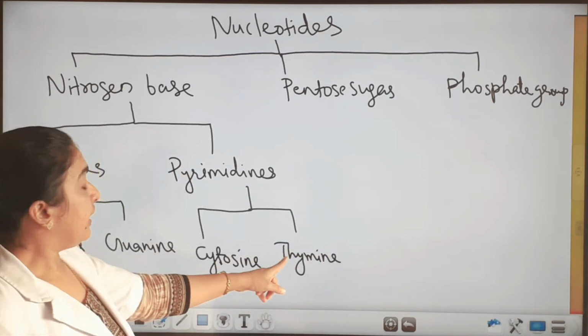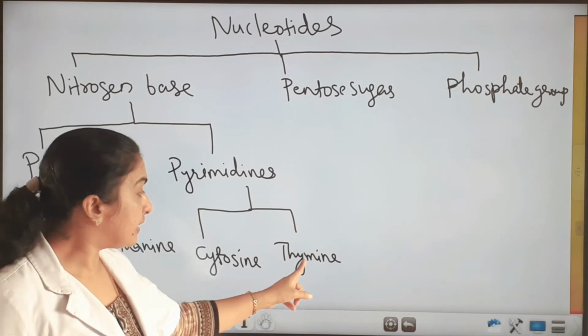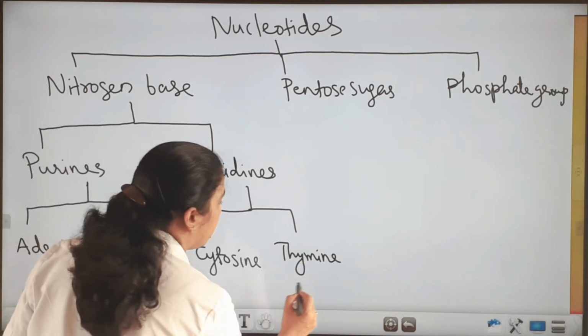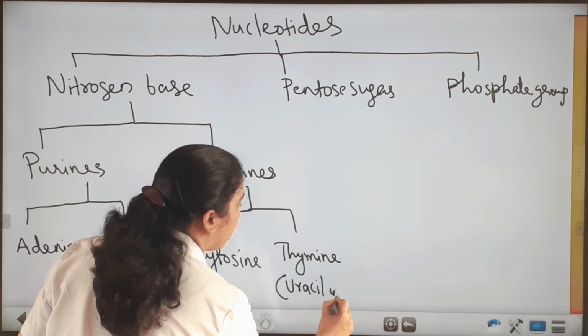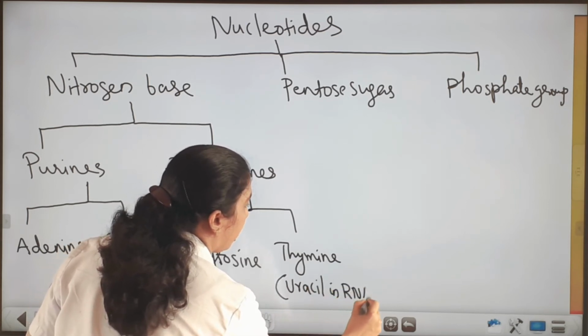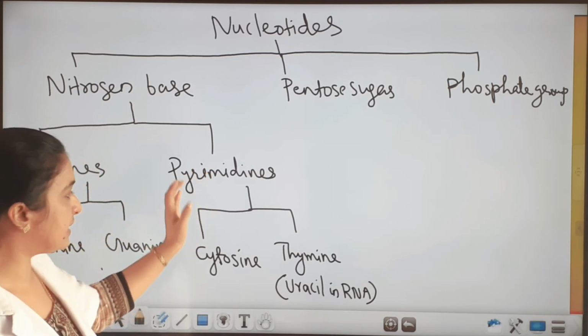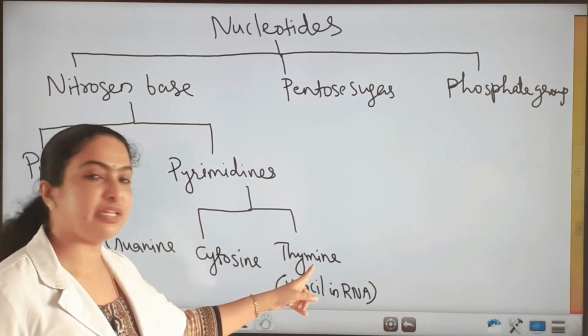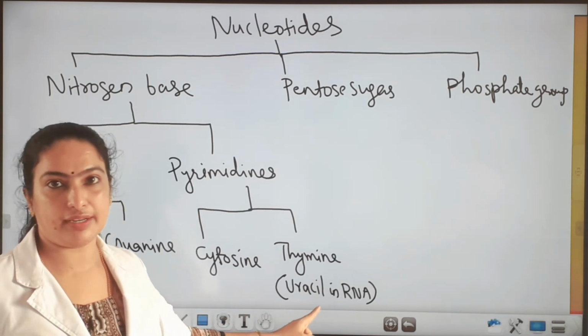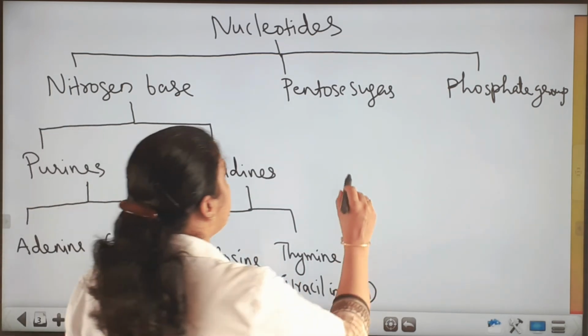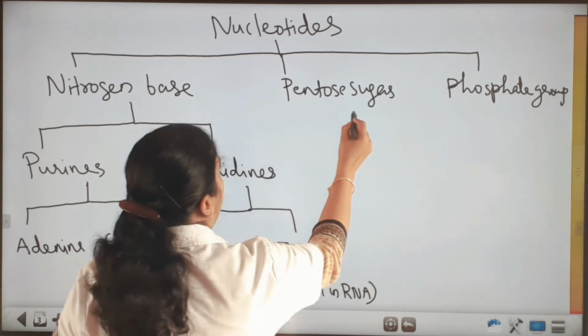In the case of RNA, this thymine is replaced by uracil. Uracil in RNA. In the nitrogen base of RNA, the thymine is absent. Instead of thymine, uracil is present in RNA. Is it clear?